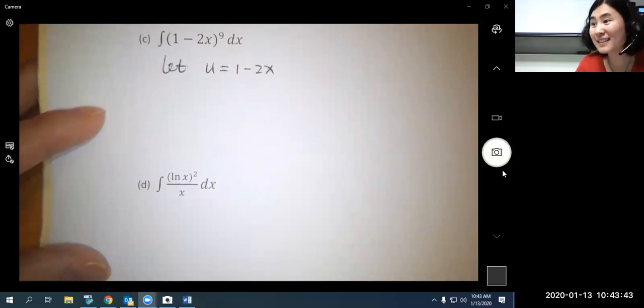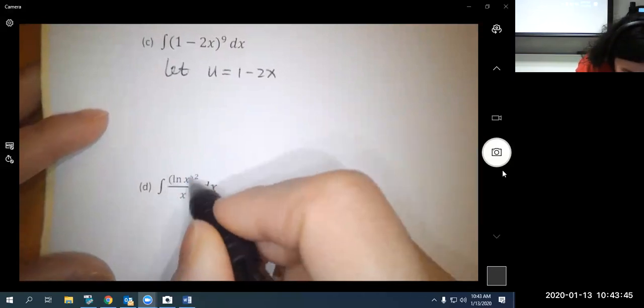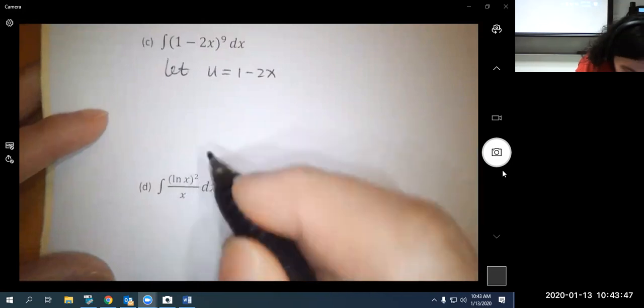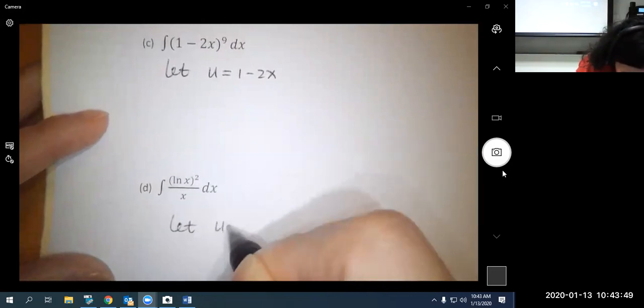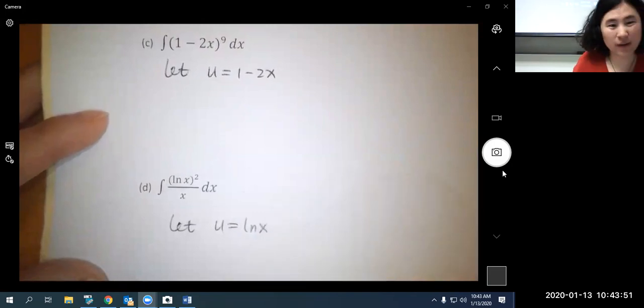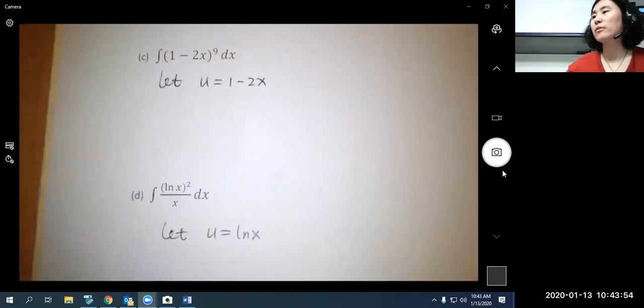What, ln x? Okay, good. See, ln x squared is a composite function, right? So let u equal ln x. Okay, so now I'll give you 5 to 8 minutes to try these two problems.